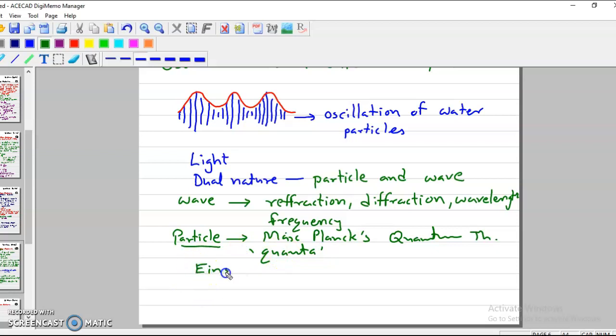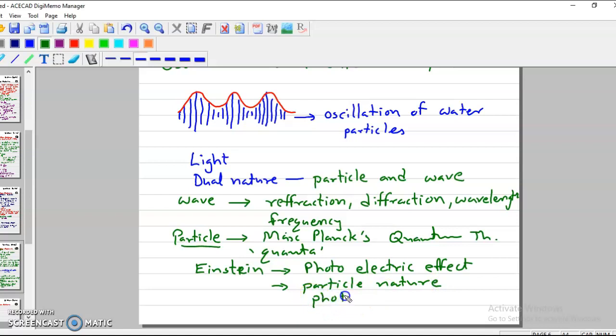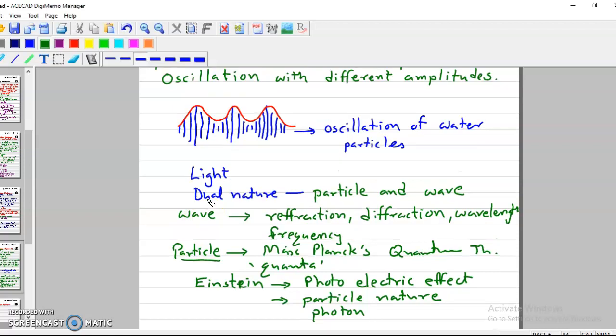Similarly, Einstein also explained photoelectric effect, and in photoelectric effect, light also shows particle nature. In photoelectric effect, we have seen that particle nature of light was explained by Einstein, and that is known as photon. So according to Einstein and Max Planck, light is particle, and we know Maxwell also explained the wave nature of light. So this way light has dual nature.